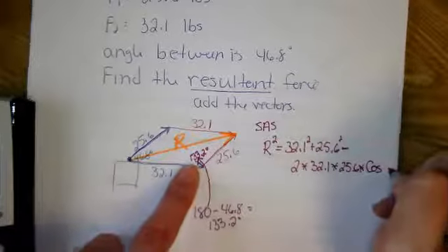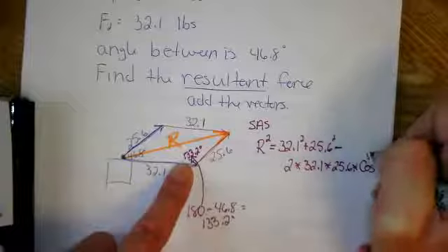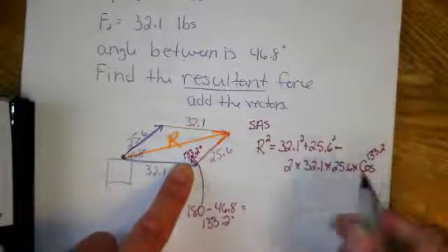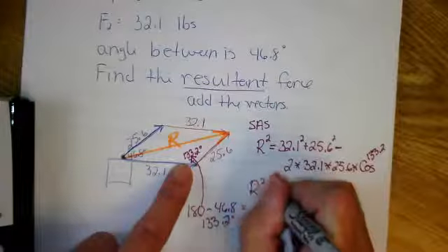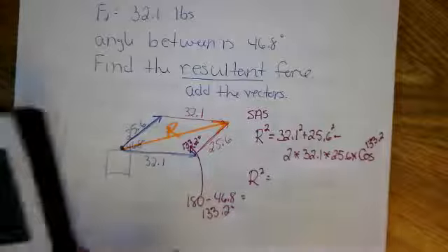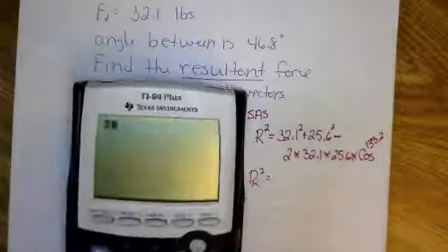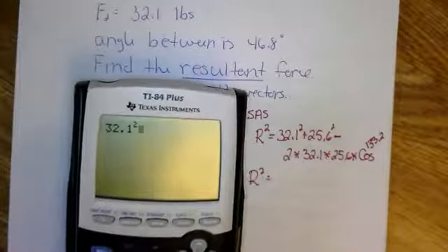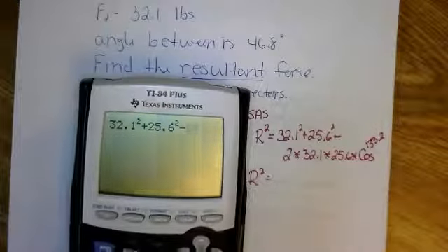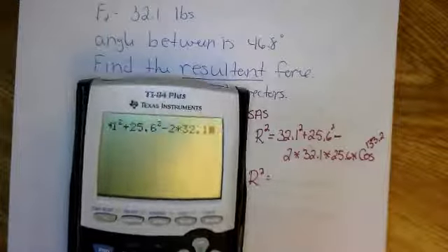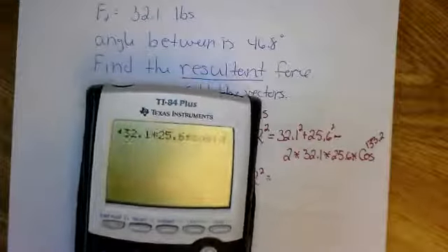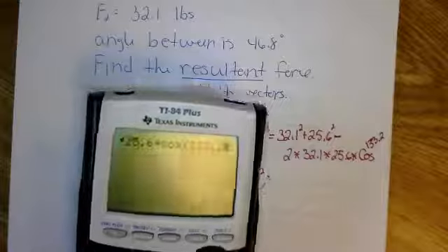Oh, that was terrible. Sorry about that. 133.2. So that's all one line of stuff. And remember, this will be that side length squared, and this should all be done in one line on your calculator. So 32.1 squared plus 25.6 squared, subtract 2 times 32.1 times 25.6 times cosine of 133.2.